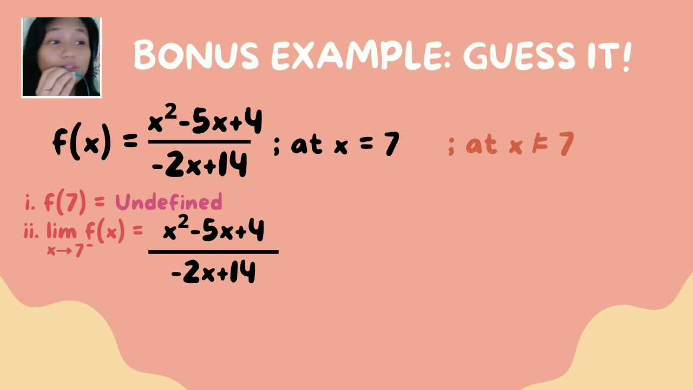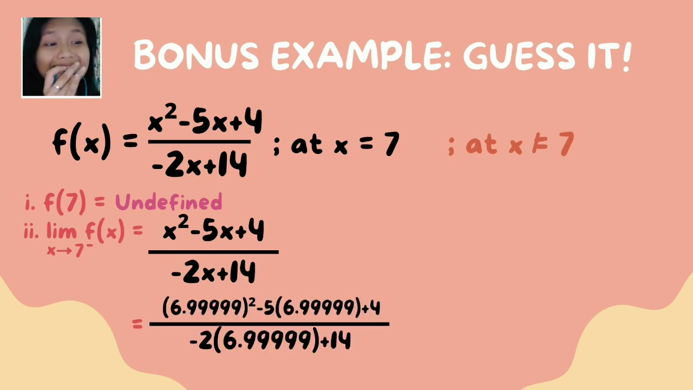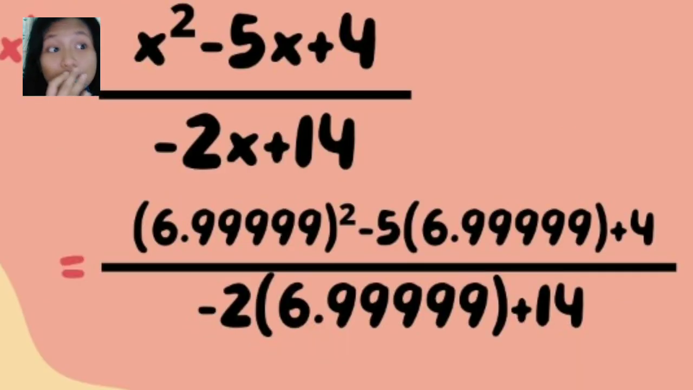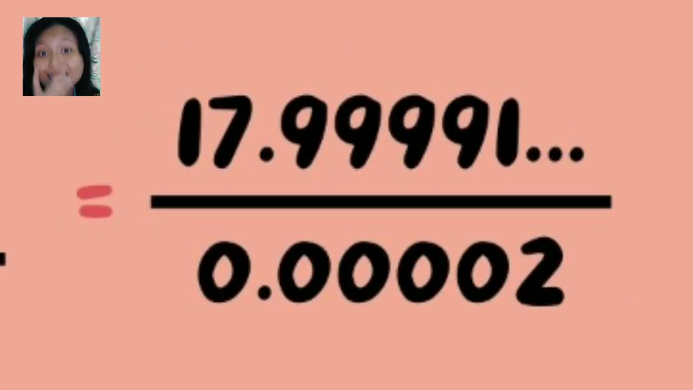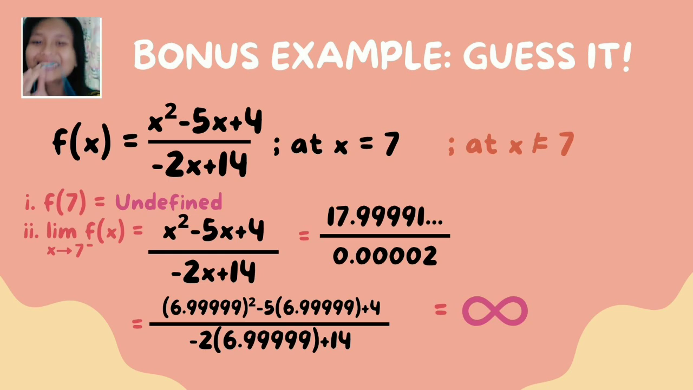Next, we get the limit from the left. And I chose 6.99999 squared minus 5 times 6.99999 plus 4 all over negative 2 times 6.99999 plus 14. Then we got 17.99991 over 0.00002. Positive infinity divided by positive infinity equals positive infinity.